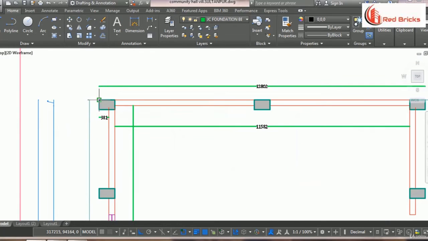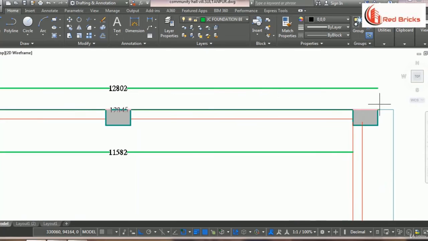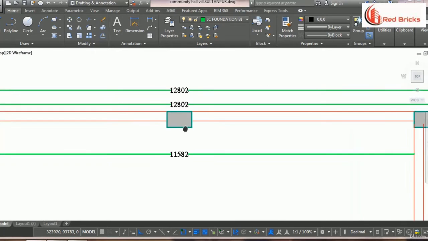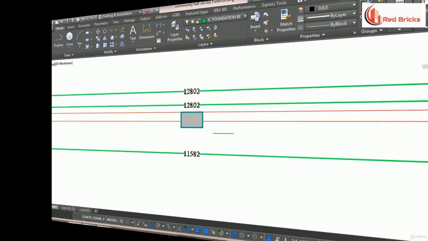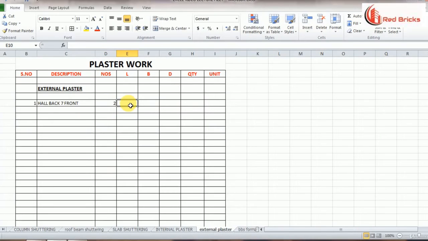The length of the external walls of the backside is 12,802 and it will be the same on the front side. Its number is 2, its length is 12,802 and its depth is 4,572, which is the ceiling height, plus 125 mm slab thickness, which is equal to 4,697. We will find its quantity by multiplying its number, length and depth. We convert it to square meters by dividing it by 1000 squared.